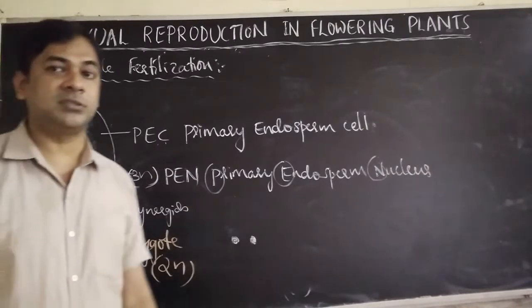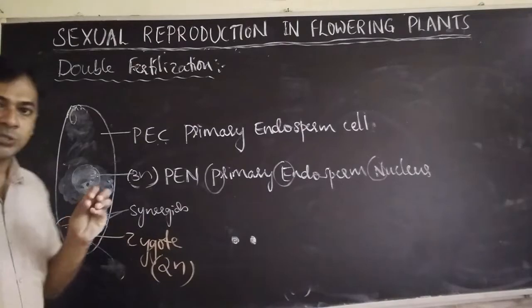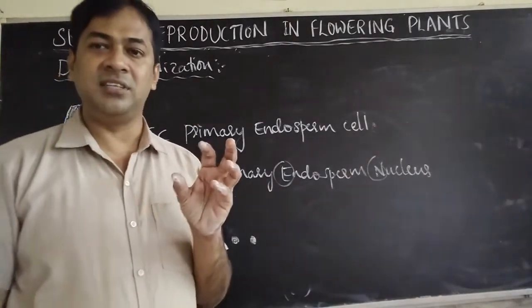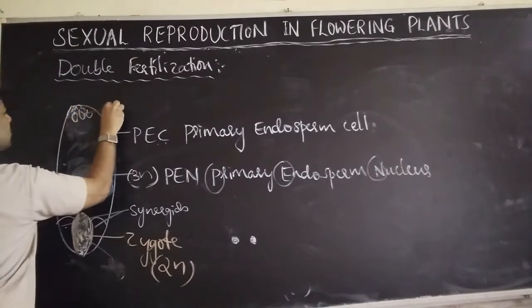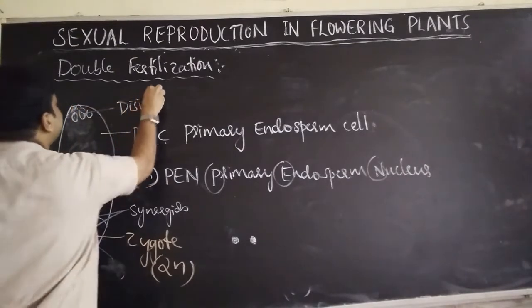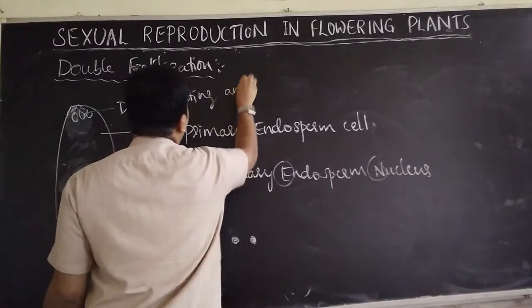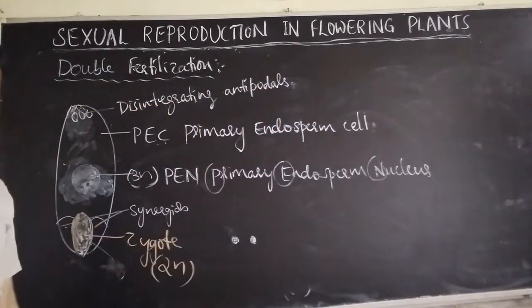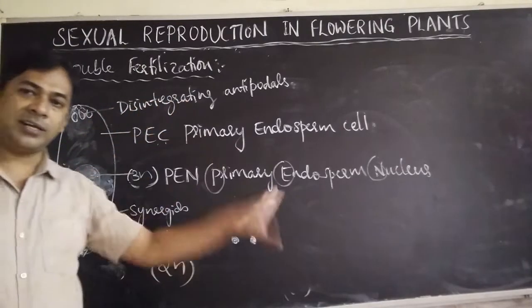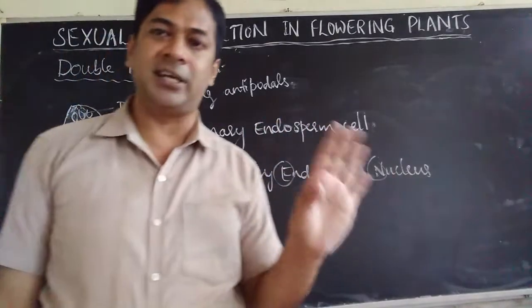During that process, what happens? Slowly, the three antipodal cells will become smaller and smaller and they will disintegrate and disappear. After fertilization, antipodal cells are not required, they have no function.